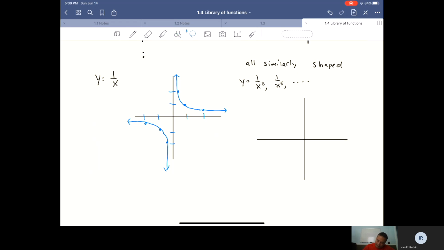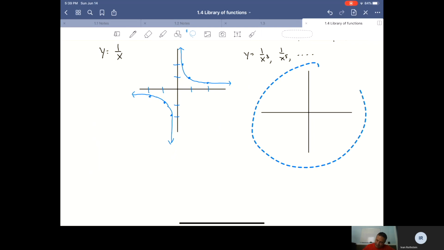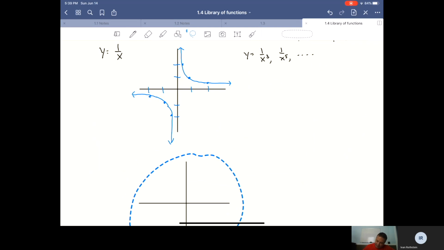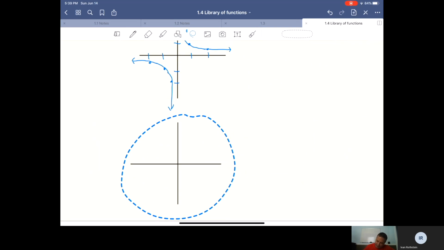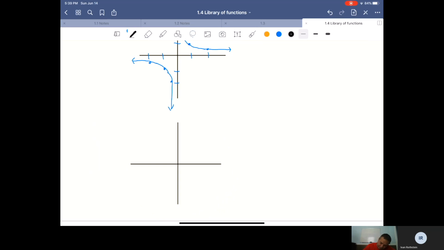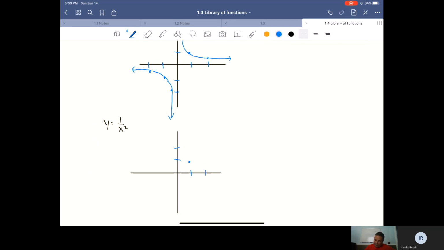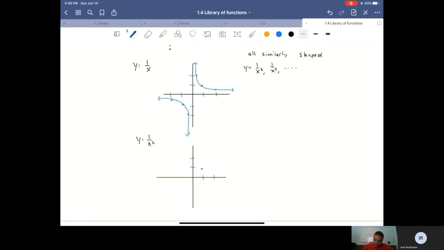Next, y equals 1 over x squared. Let's move that down here. Y equals 1 over x squared actually also looks kind of similar to 1 over x, at least on the right-hand side. Okay. 1, 1. When you put 2 in, you actually get 1/4. And when you put in 1/4, you get 4.